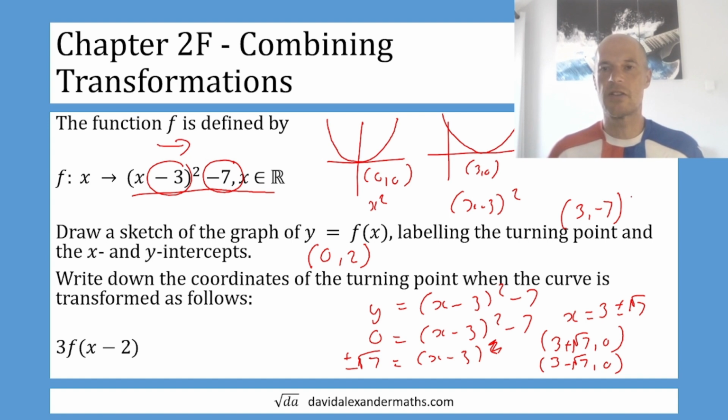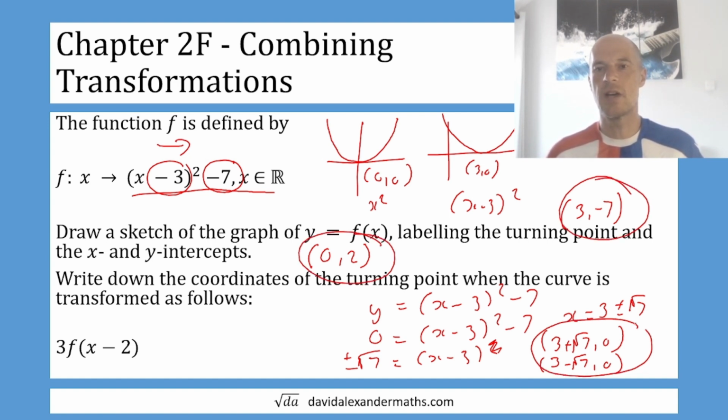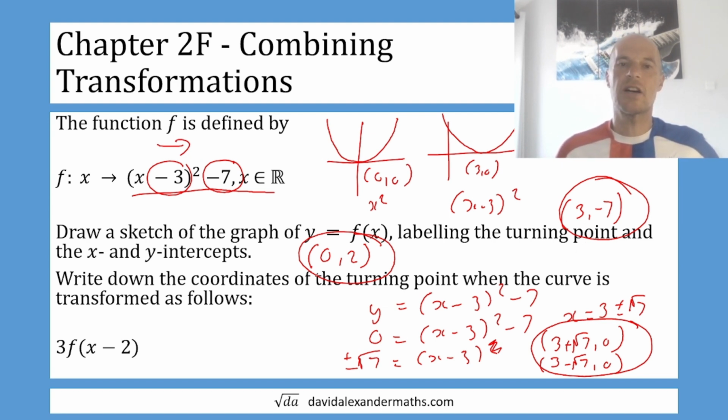Okay, so we've got our turning point, we've got our y-intercept, and we have our two x-intercepts. So now all we just need to do is a quadratic curve with these points labelled. Okay, so now we are transforming the turning point. Now we know that the turning point is 3, negative 7.